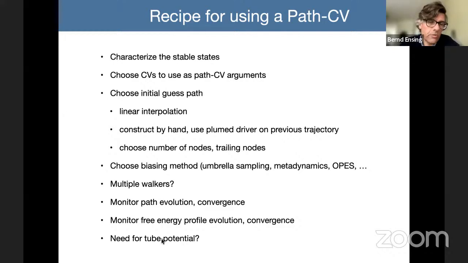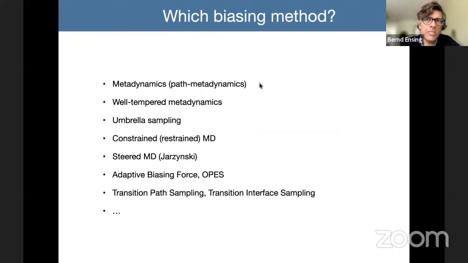And there could be other reasons why it's sometimes a good idea to use a tube potential to have a better behaving sampling. That will be discussed also in the exercises. So which biasing method should you use?